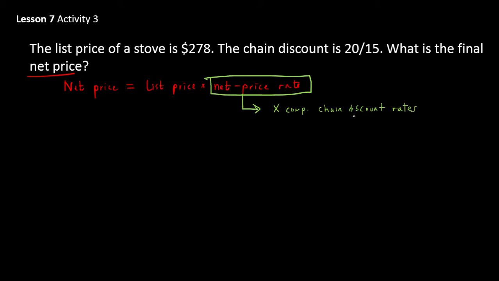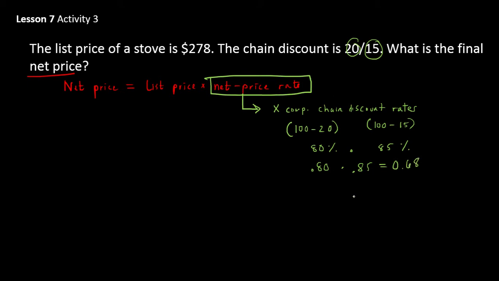So what does that mean? If my chain discount rates are 20.15, I take their complements: 100 minus 20 gives me 80, and 100 minus 15 gives me 85. Now I multiply them together. The complement of 20% is 80%. I convert it to a decimal, so I end up with 0.80 times 0.85, which is 0.68.